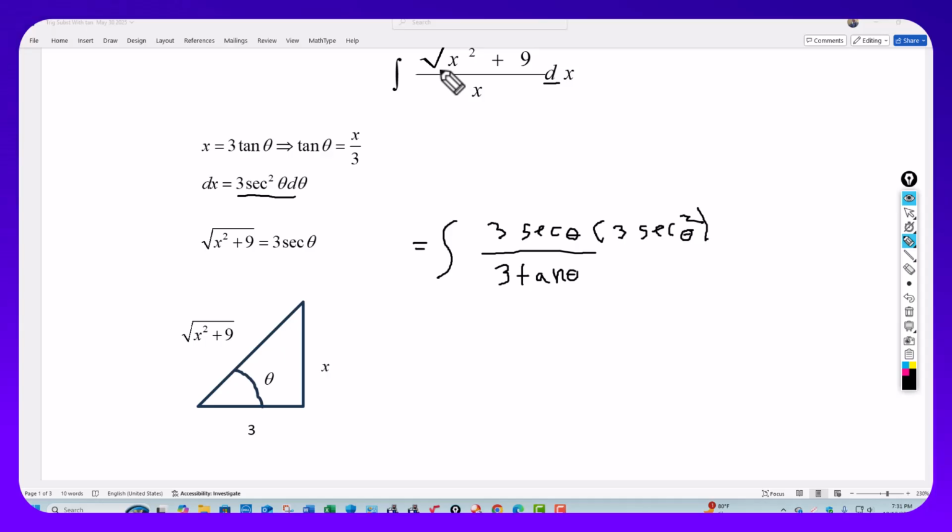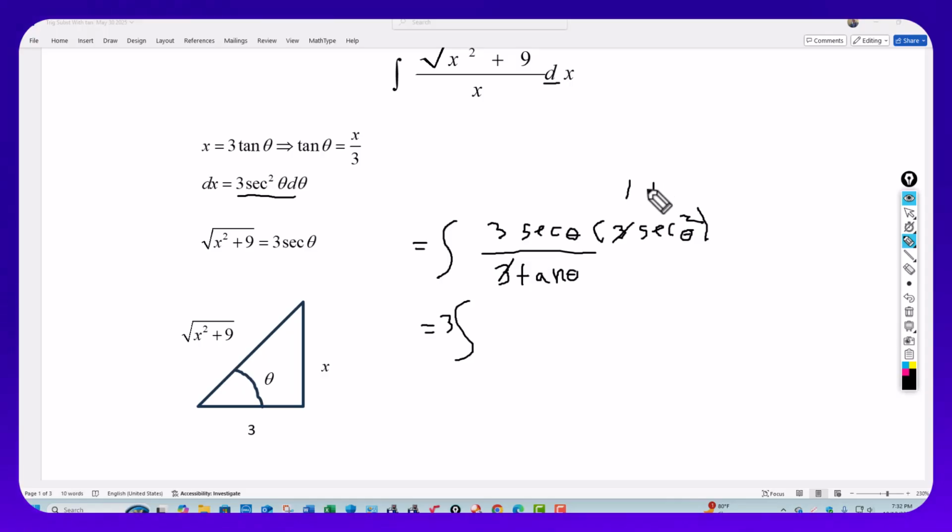So again, the radical expression in the numerator is replaced by 3 secant theta, the dx is replaced by 3 secant squared theta, and the denominator x is replaced by 3 tangent theta. And I can cancel this 3 here and this 3 here. Now set up the integration for this. I still have the 3 here, so I'm going to put it outside the integral. And then I'm going to replace this secant squared. I could change everything to sine and cosine, but let me just do it this way.